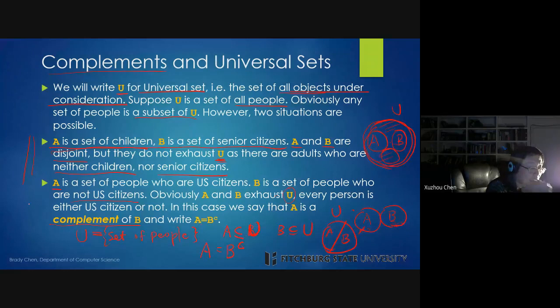If there are people who don't belong to A and don't belong to B, then they are not complements. But in the second case, A and B, US citizen and non-US citizen, if someone doesn't belong to A, they must be in B. There's no other alternative. So in this case, we can define a complement: A is a complement of B, or on the other hand, B is a complement of A. Either way, they're correct.